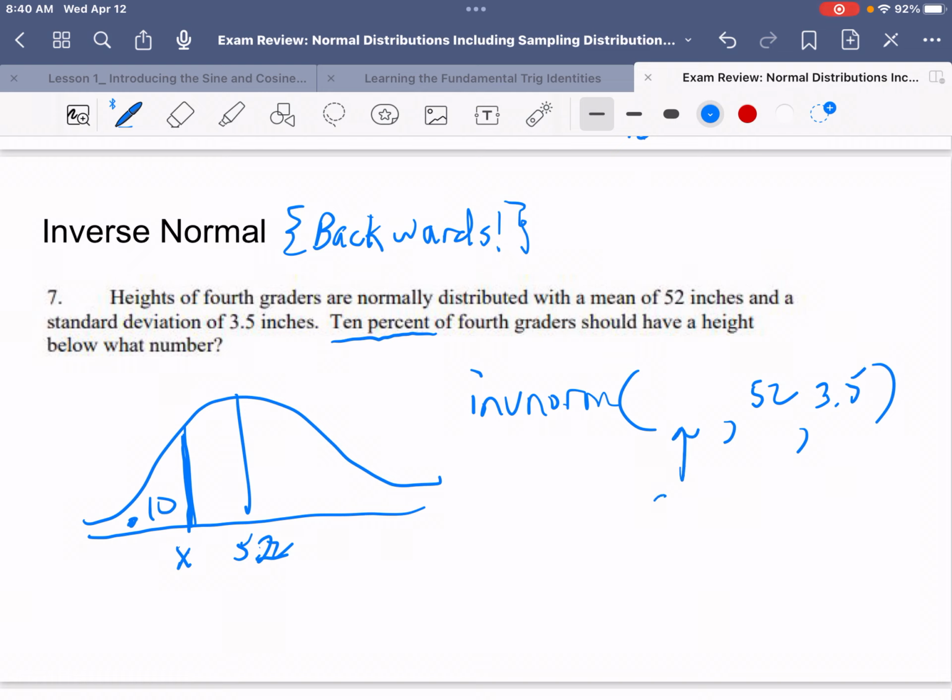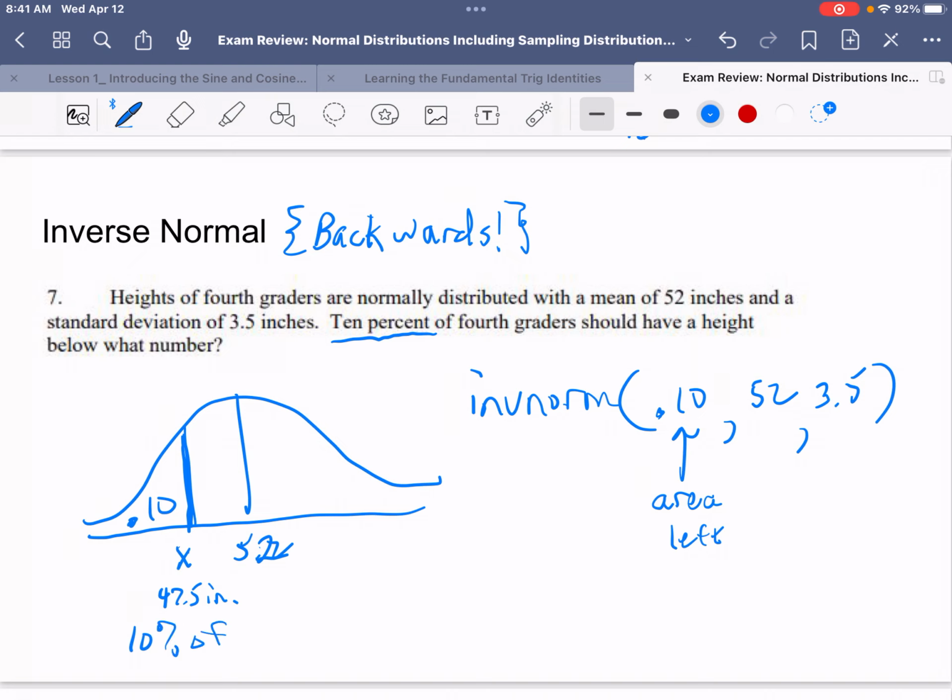And on your TI Nspire, the first number that they want is the area to the left. And so in this particular problem, you put the 0.10 there. So let's see, if I grab my calculator, if I press menu, go down to statistics, distributions, there's inverse normal. I'm going to put 0.10 for the area, 52 for the mean, and 3.5 for the standard deviation. I get that this is 47.5 inches. So write a sentence.